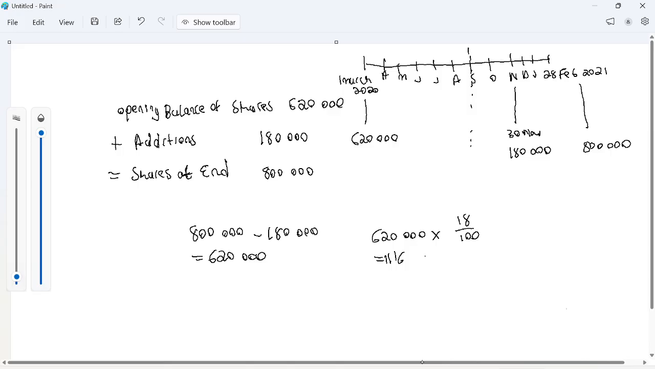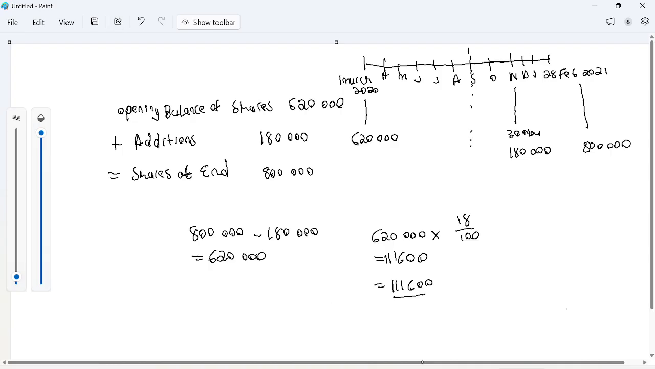I mean, 11,600. Yes, 11,600. Right. So therefore, these are my interim dividends. You see how long I had to find my interim dividend, guys. So always, guys, make sure you find yourself having your interim dividend and the shareholders for dividend for the last financial period. So I'm going to say, therefore, my total dividend will be.